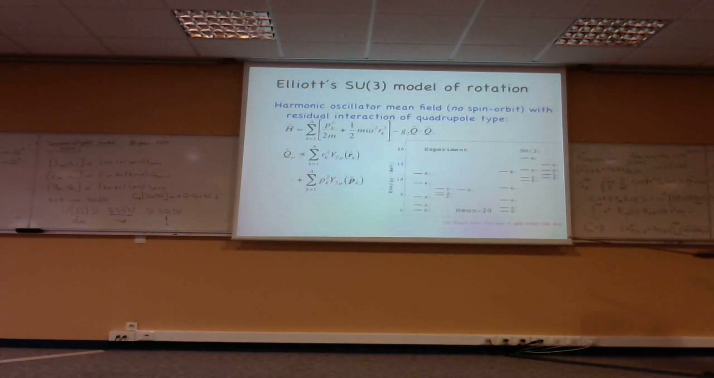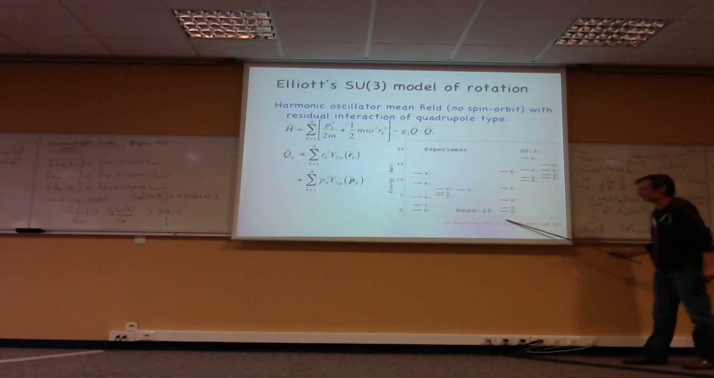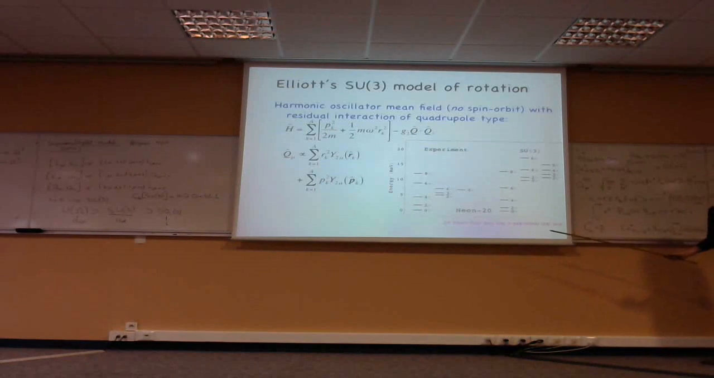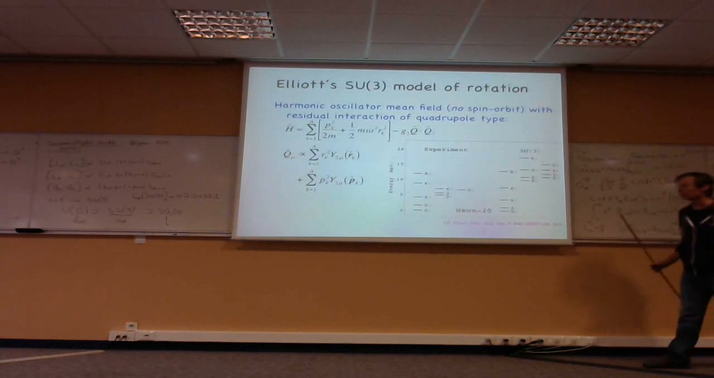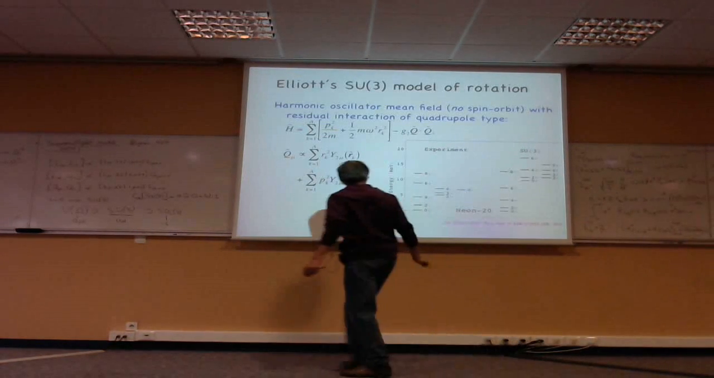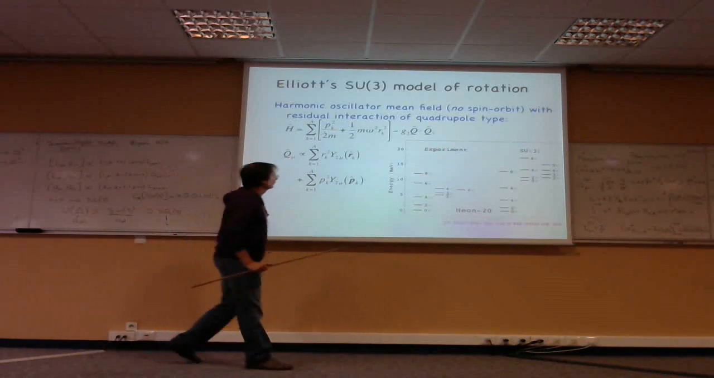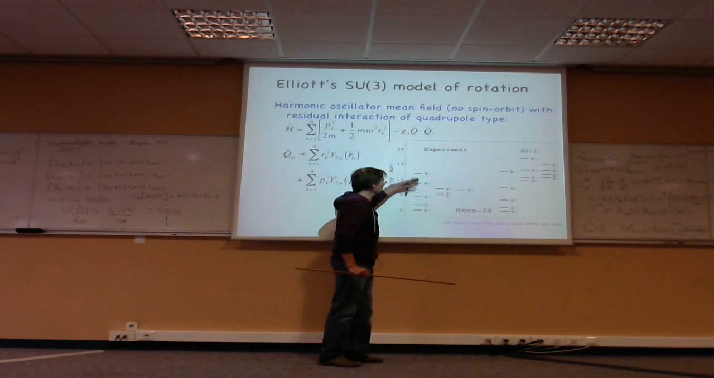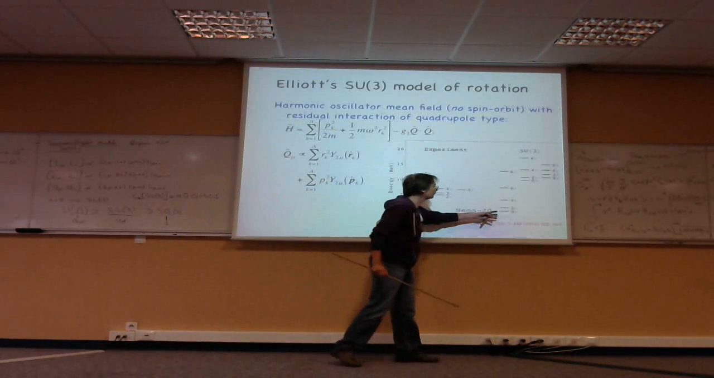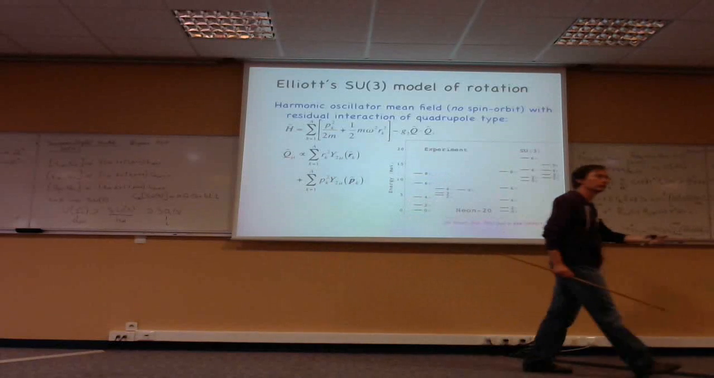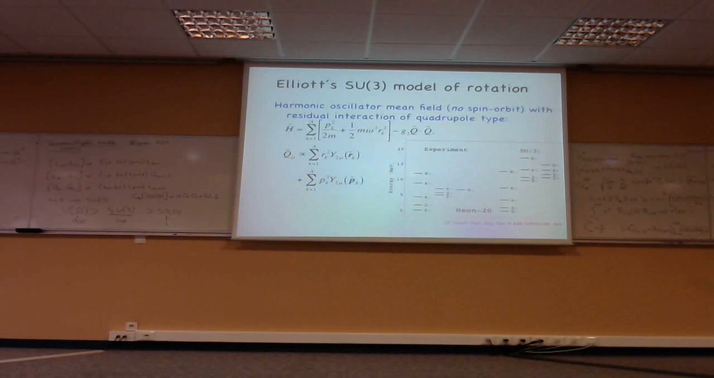And this was done by Phil Elliott, in '58. People were puzzled, I think, more than they understood what was happening, because this was before the application of SU3 in particle physics. This was before the Eightfold Way. But the main point is that you get rotational features in a spherical shell model, right? This is the thing that, of course, was discussed by Mark in more realistic situations.